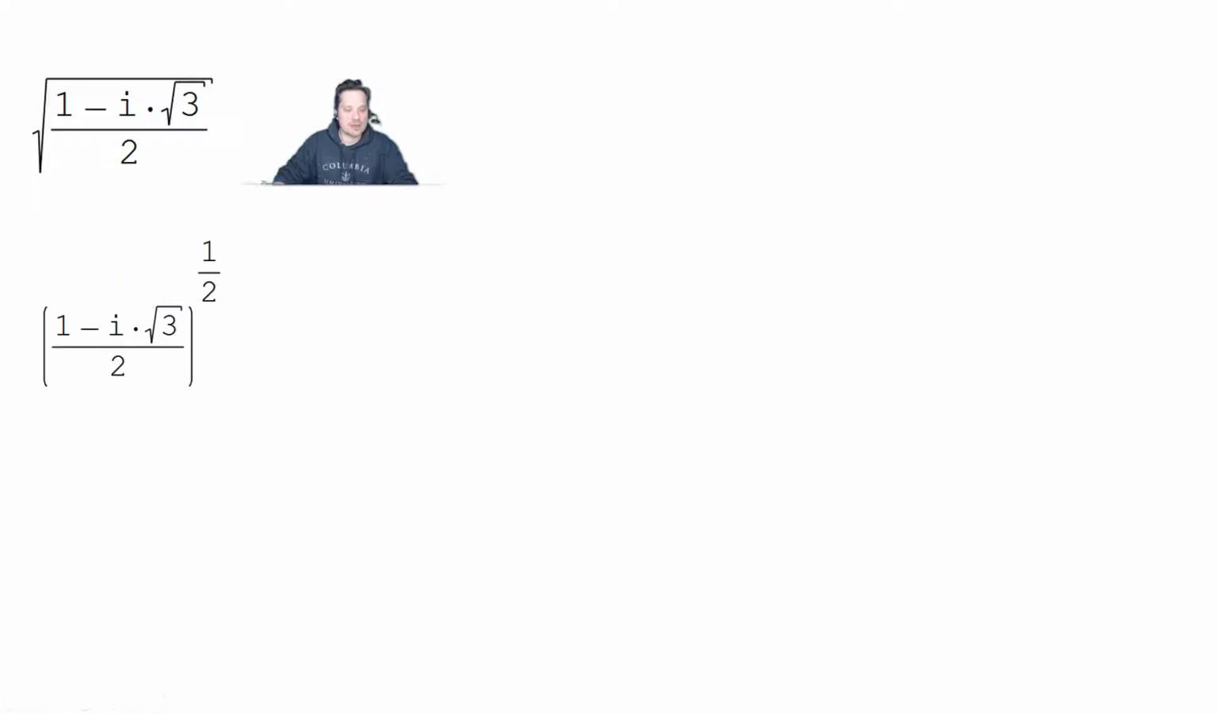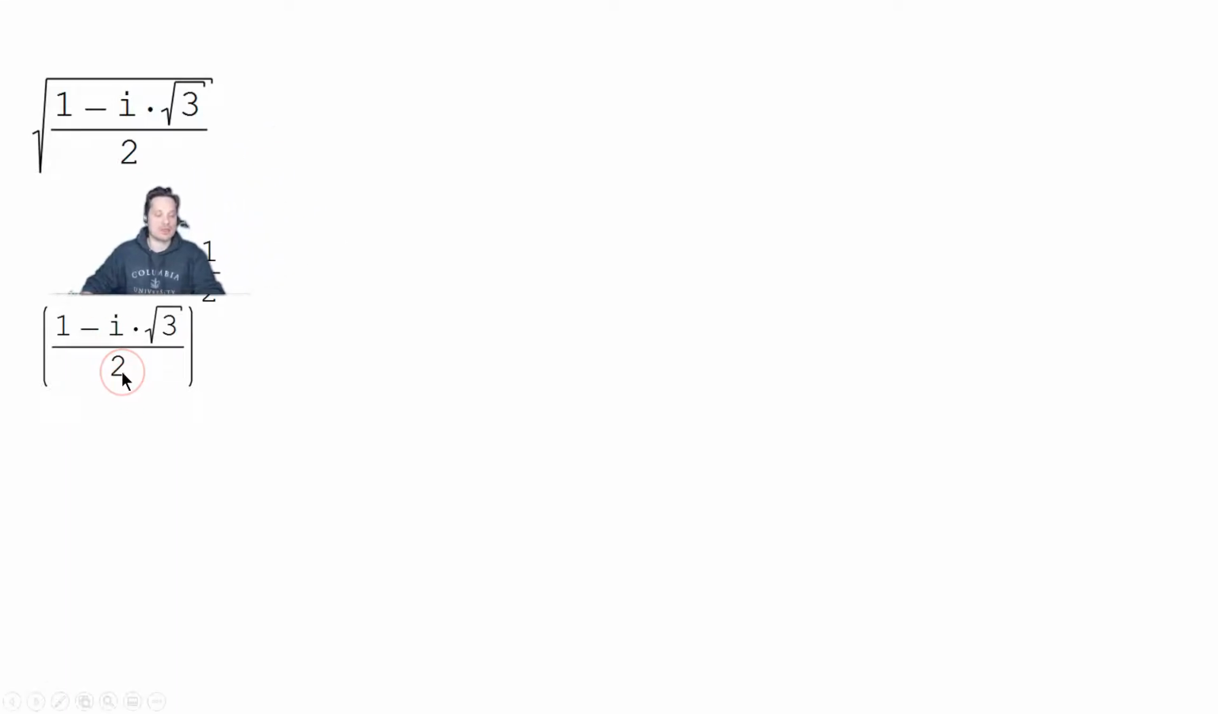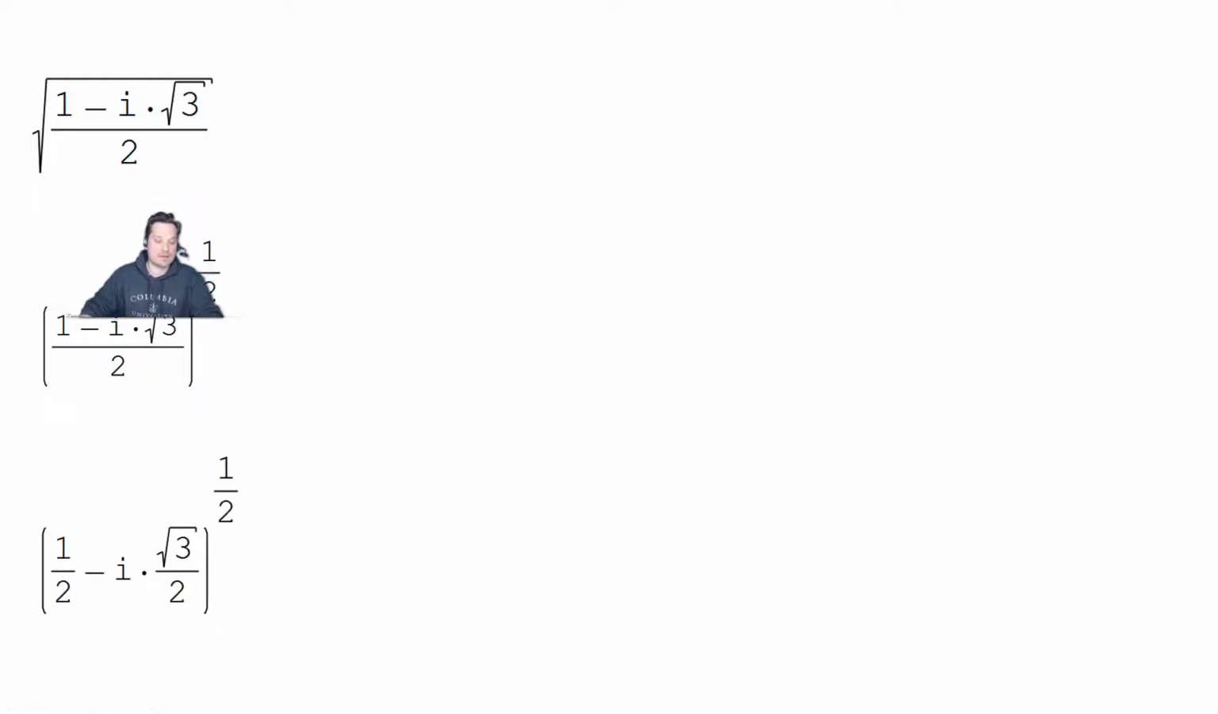First, I'm going to rewrite this as that same quantity raised to the 1/2. So I'm rewriting the big square root on the outside as the power 1/2. Then notice that I have a 2 on the bottom between the i and the 1, so I can split this up further. I can take that 2 from the bottom and put it over here, so it becomes 1/2 minus i, and then the root of 3 over 2, still to the 1/2.